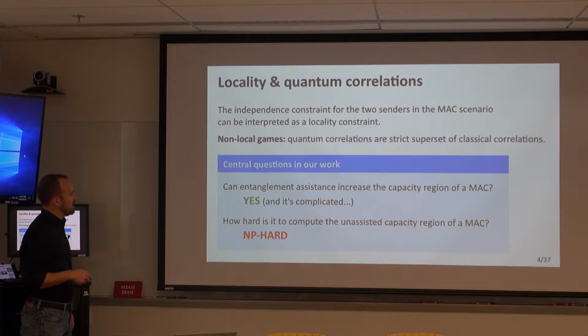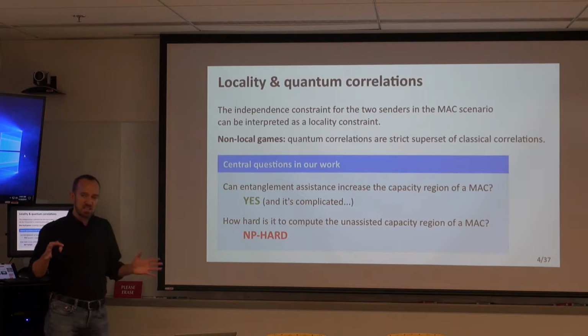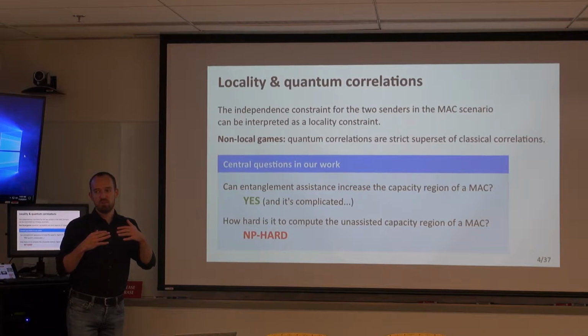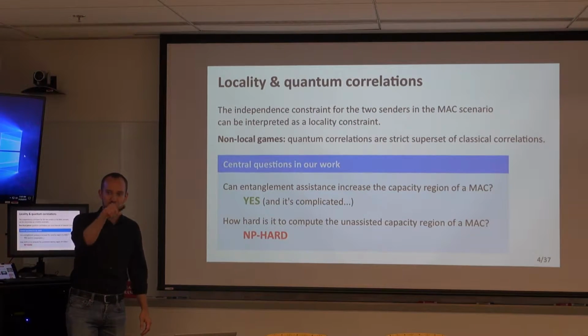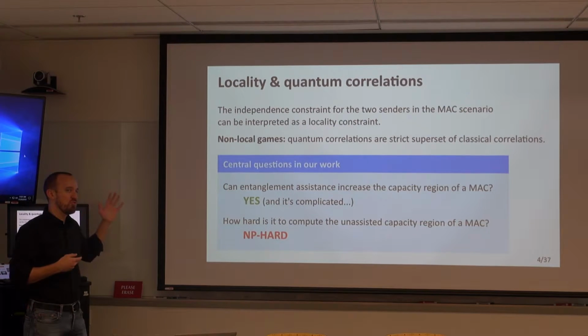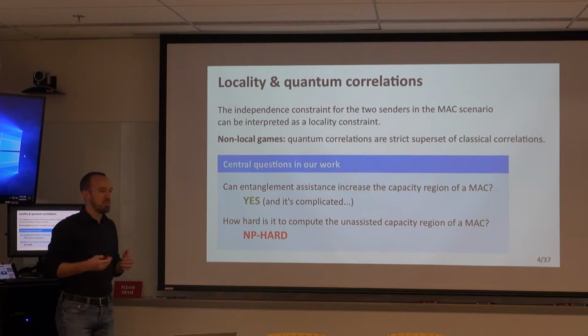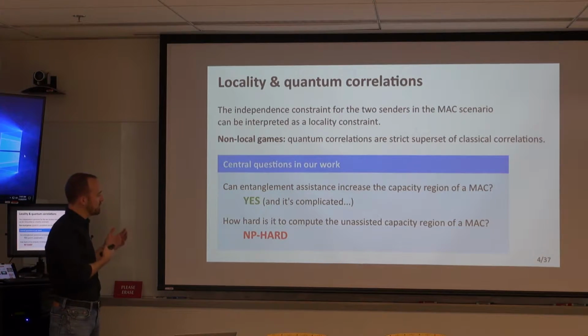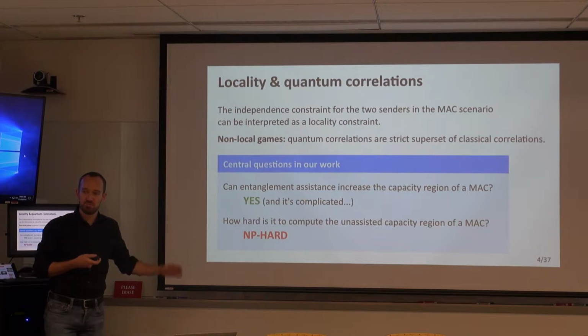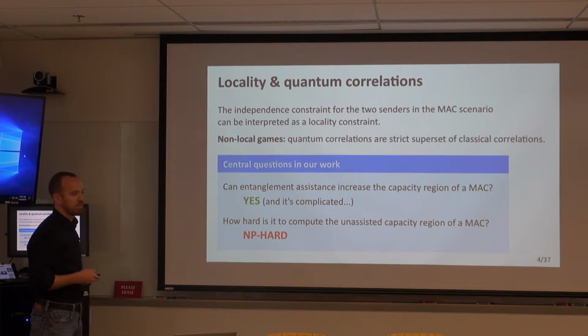And then in the purely classical unassisted case, you can also ask how hard is it actually to determine the capacity region? If I give you a multiple access channel, how hard is it for you to come up with this curve, okay? This was long known and conjectured to be hard, but never really formalized how hard it is, and then we proved, using the non-local game theory, that it's actually NP-hard to compute this region. Okay?